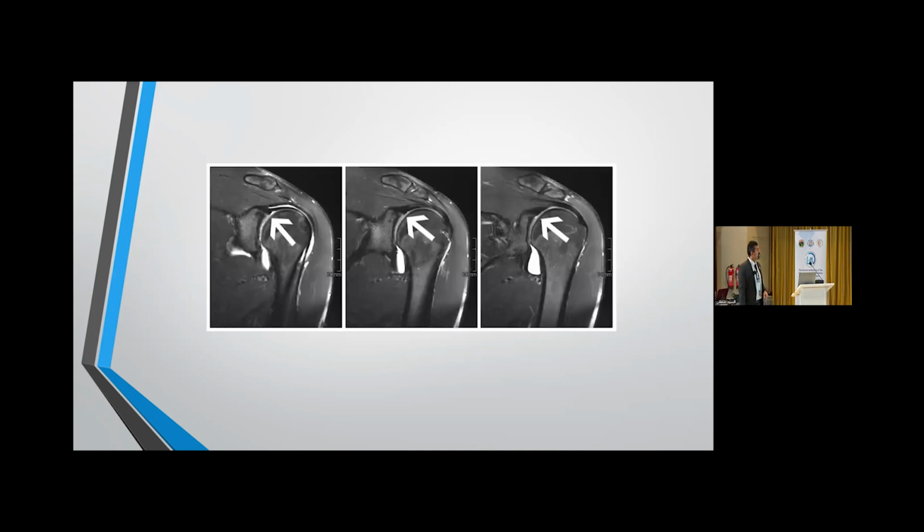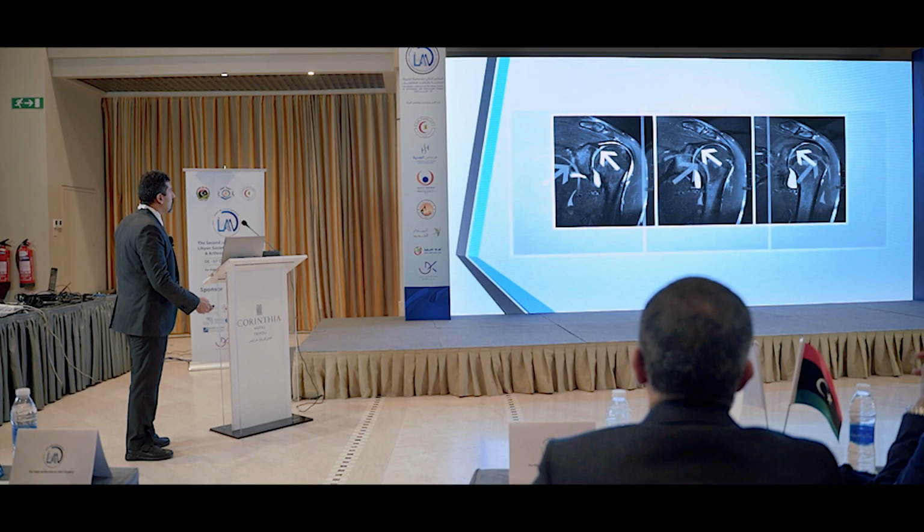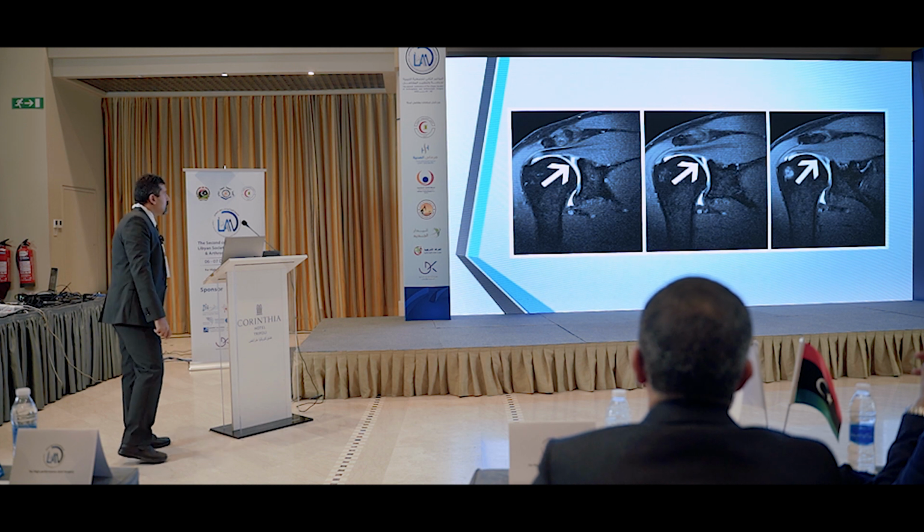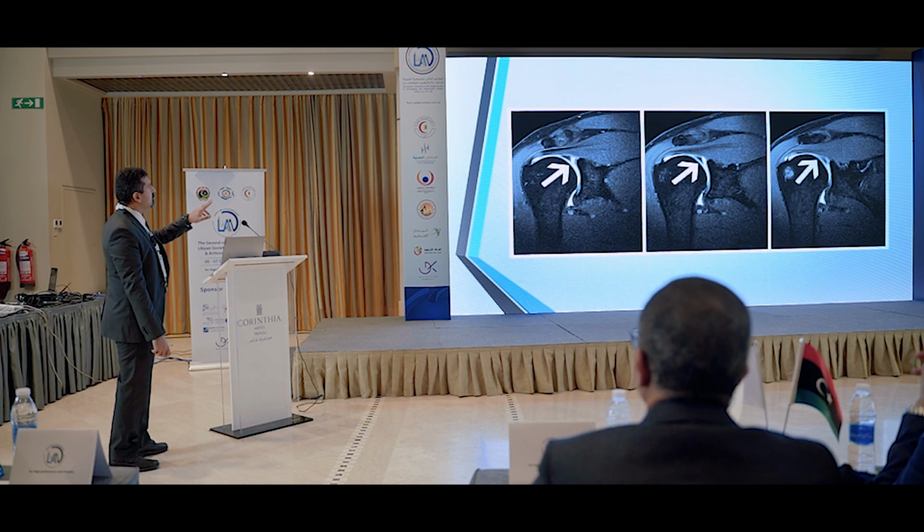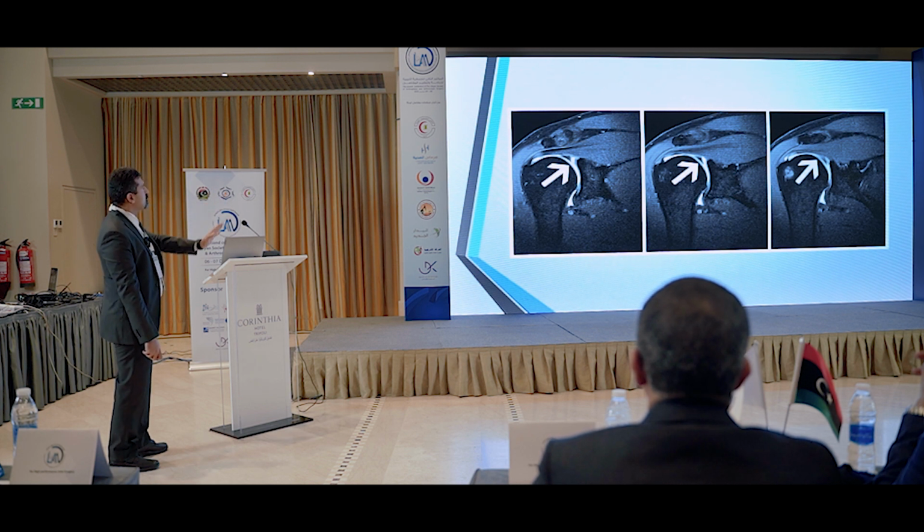Here you see the SLAP type 1. As the arrow shows, the signal goes below the superior labrum. This is type 2, where the space is widened and you can see the labrum going downward and the signal comes below the labrum. This is SLAP 3, where the biceps origin is intact, but the tear comes below the long head of the biceps.